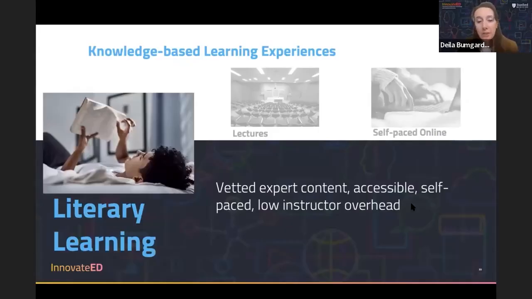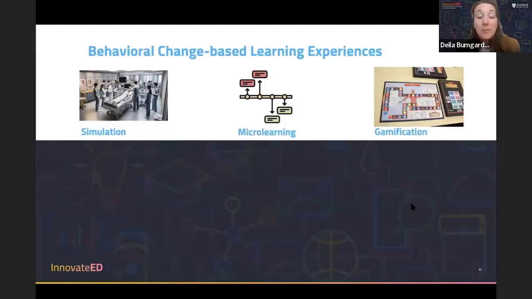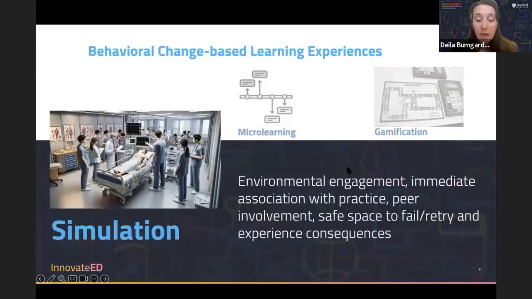Literary learning is just vetted expert content that's extremely accessible, self-paced, with very low instructional overhead. For knowledge-based learning experiences, I would not advocate that just assigning somebody a book is going to impart that knowledge, but it does serve as a still very valuable support experience. Now, for behavioral change learning objectives, behavioral-based learning experiences, you've got simulation.